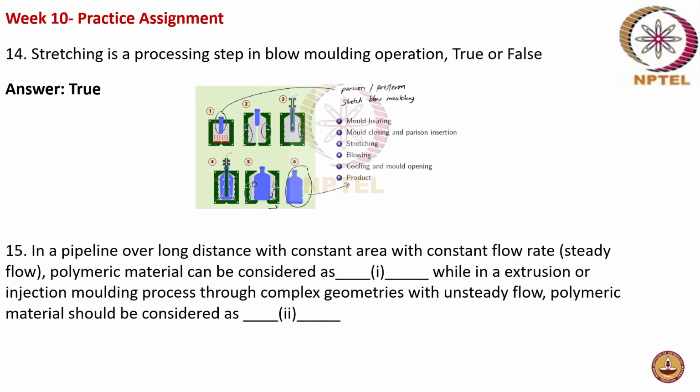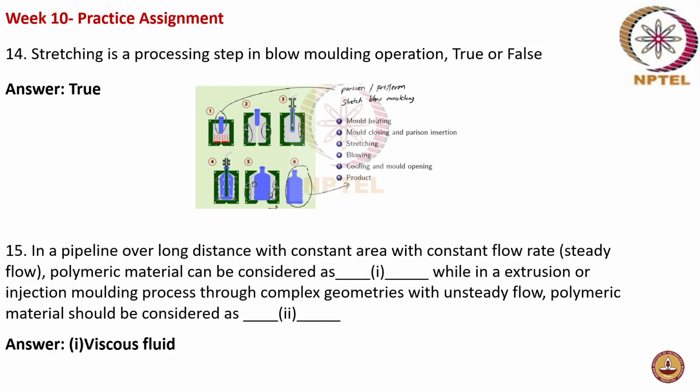Next, in a pipeline over a long distance with a constant area and constant flow rate, that is a steady flow, in other words, polymeric material can be considered as dash, while in an extrusion or injection molding process through complex geometries with unsteady flow, polymeric material should be considered as dash. So this is based on the polymeric flow. How can you consider the polymeric material?